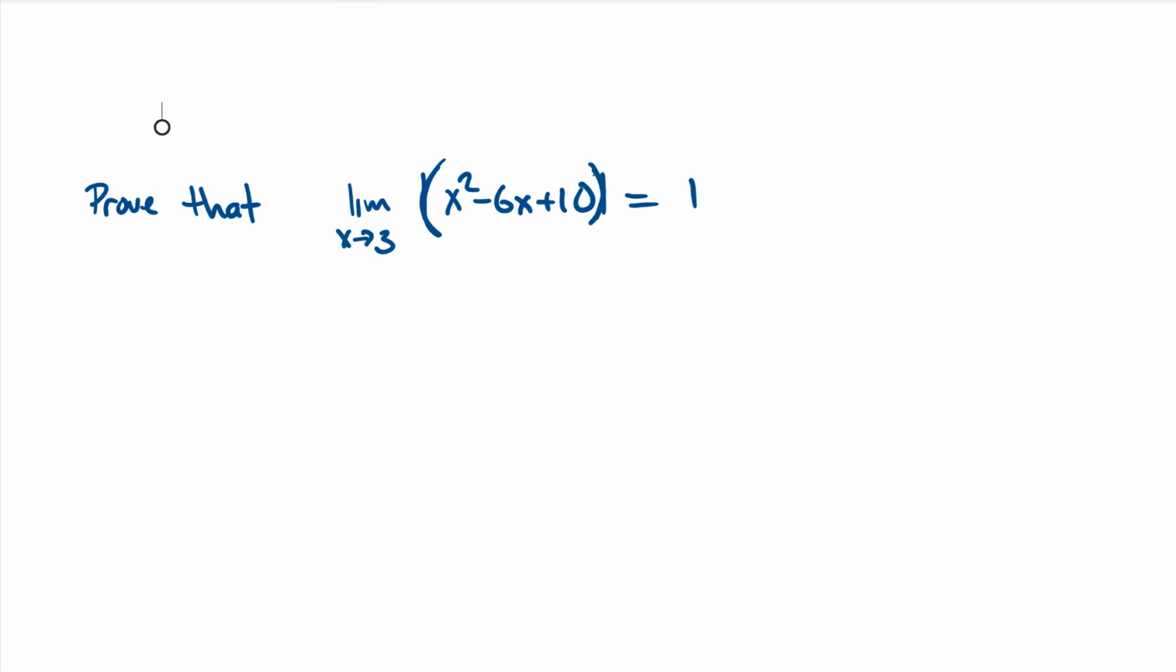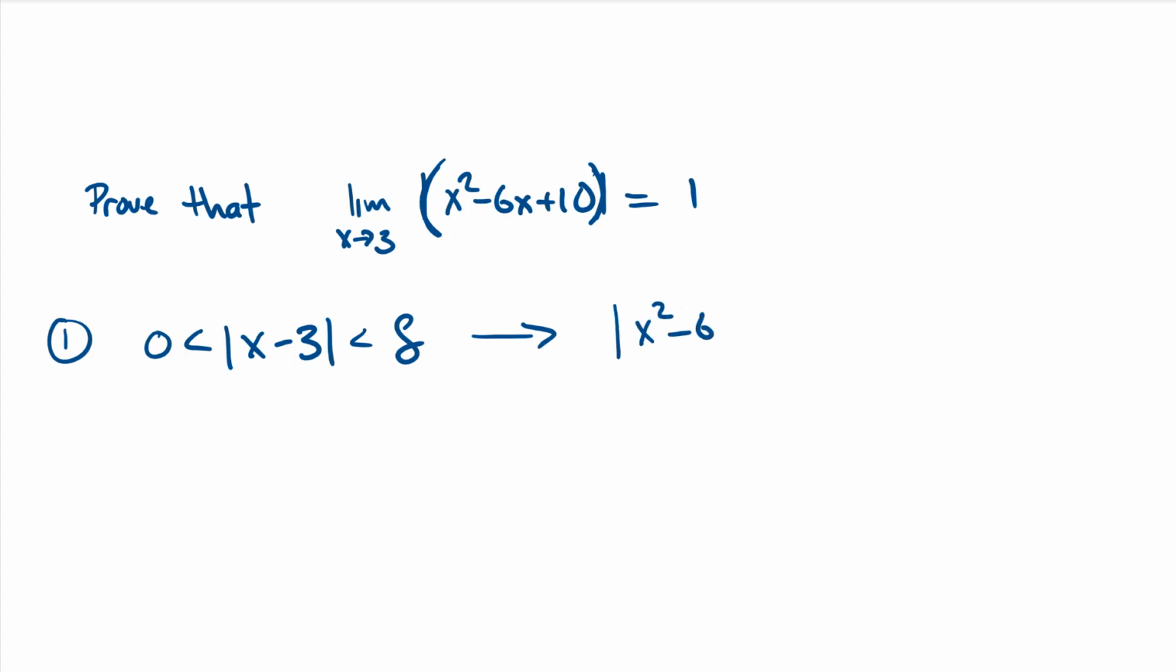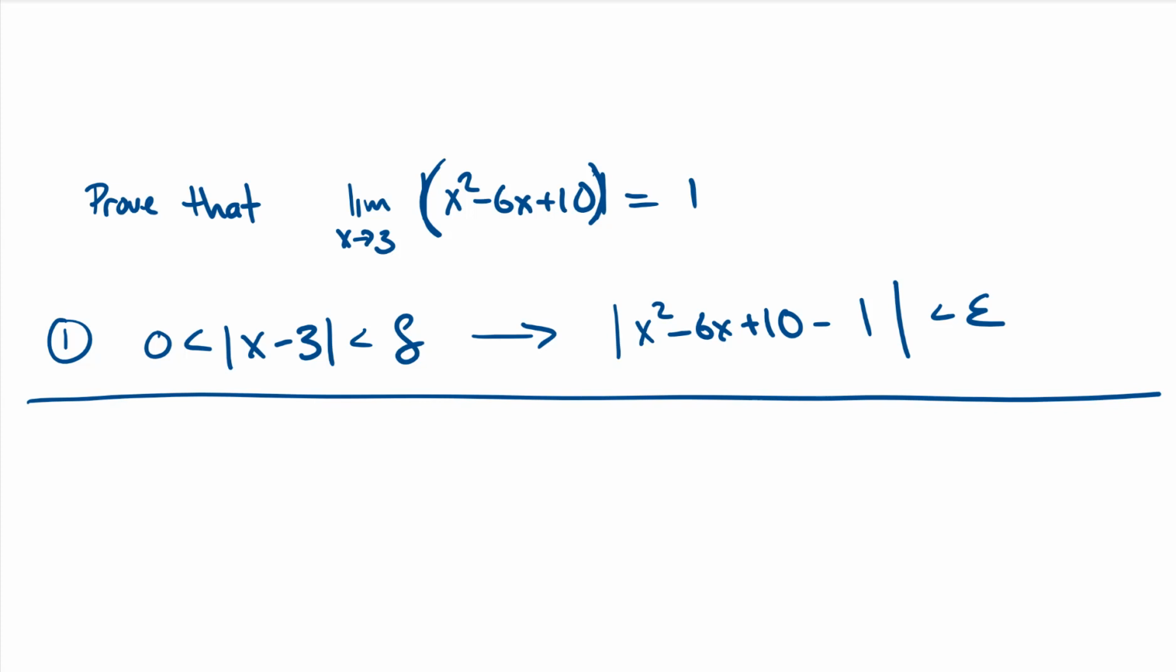So jumping right into it, our first step is we're going to write it as 0 is less than the absolute value of x minus our a value, which is going to be 3, which is less than delta. Well, that implies that the absolute difference between f of x and its limiting value is less than epsilon. Okay. We're ready to go, and let's go find delta.